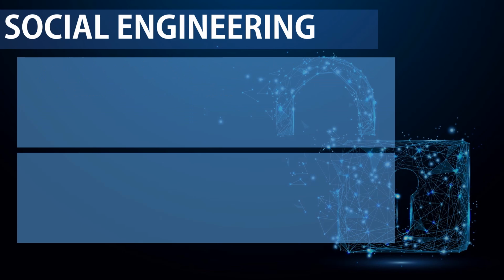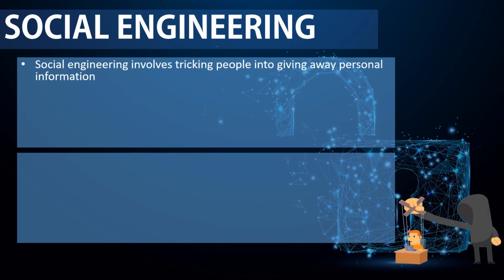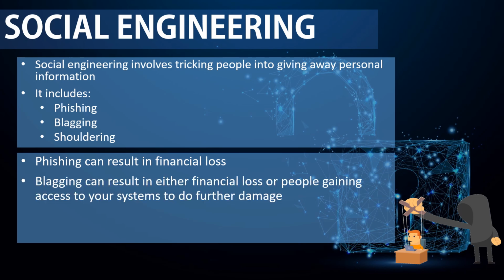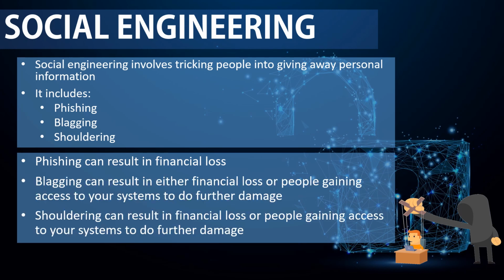Social engineering involves tricking people into giving away personal information. It includes techniques like phishing, blagging and shouldering, and we'll go into these in more detail in a later video. Phishing can result in financial loss. Blagging can result in either financial loss or people gaining access to your systems, as can shouldering.